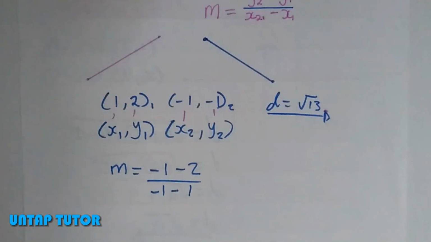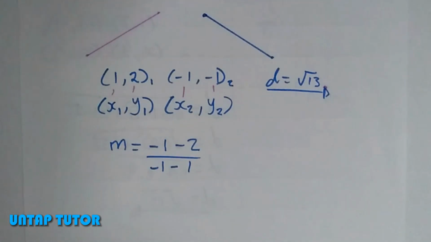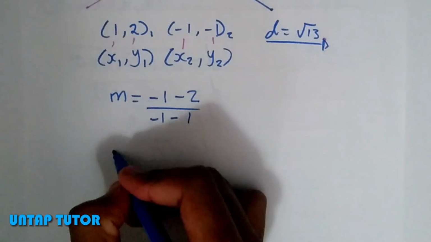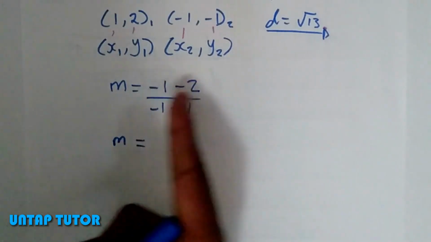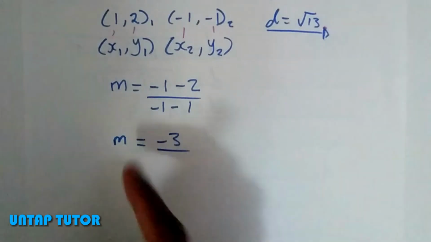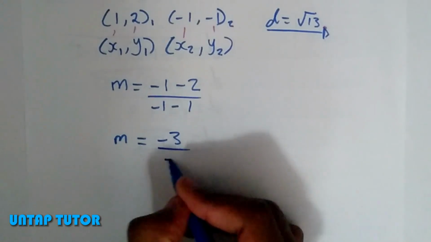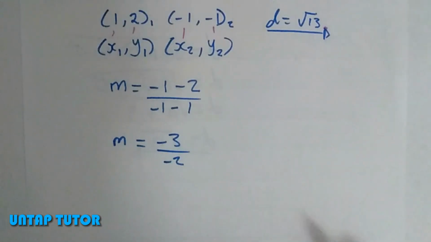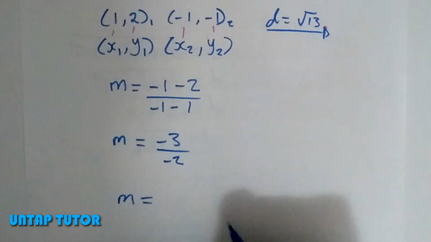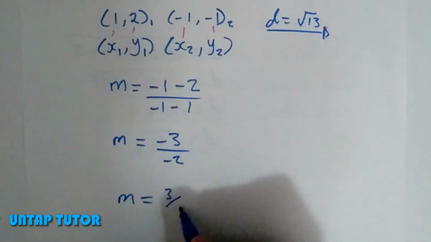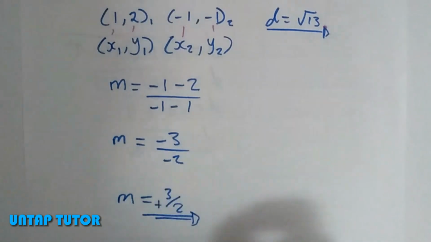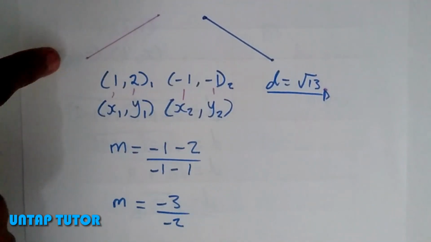From this stage, you can go ahead and punch everything into your calculator and you can get your final answer. But this is m equals negative 1 minus 2, which is minus 3, over negative 1 minus 1, which is minus 2. So a negative over a negative is obviously going to be positive. So it's going to be 3 over 2. So obviously our gradient is positive, as we expected.